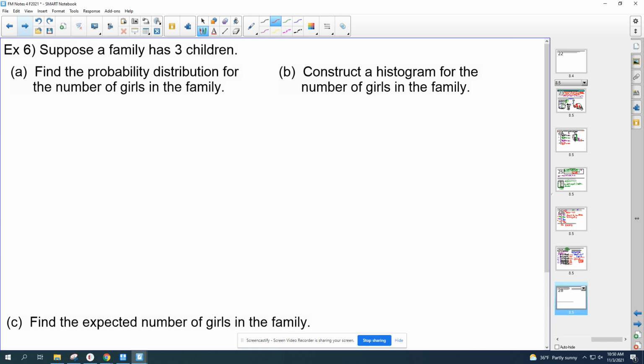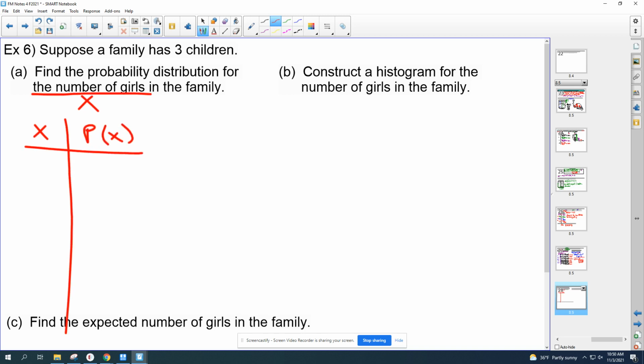Number 6, suppose a family has 3 children. Find the probability distribution for the number of girls in the family. So number of girls, that is the random variable. So we can make a probability distribution and say, well, how many girls could there possibly be? With 3 children, there could be 0, 1, 2, or 3 girls. Now, it's kind of difficult to recognize this as a binomial problem, but it is. We know the probability of having a girl is 0.5. Probability of not having a girl is also 0.5.